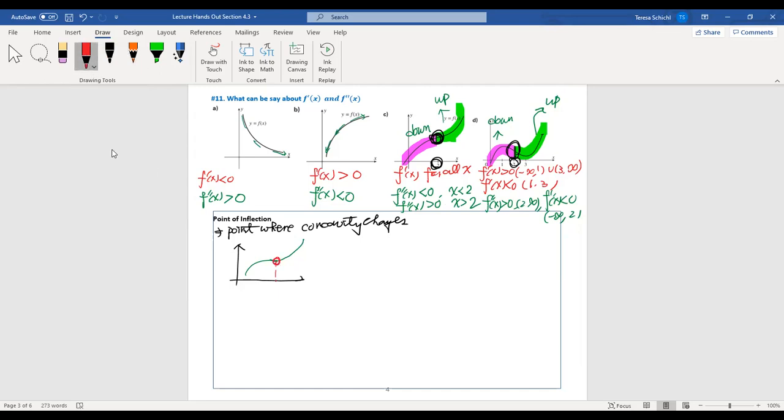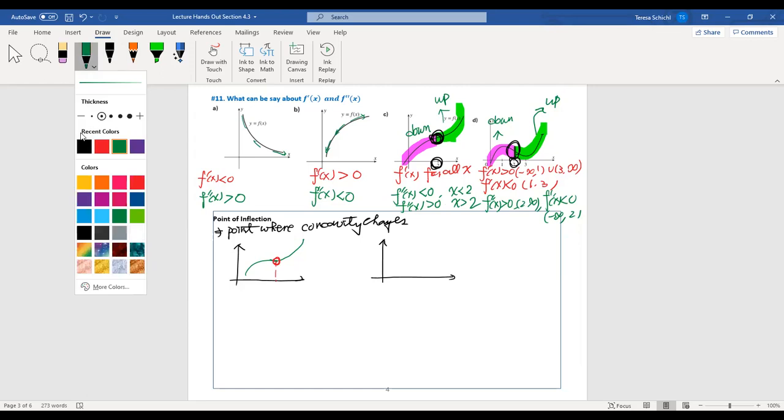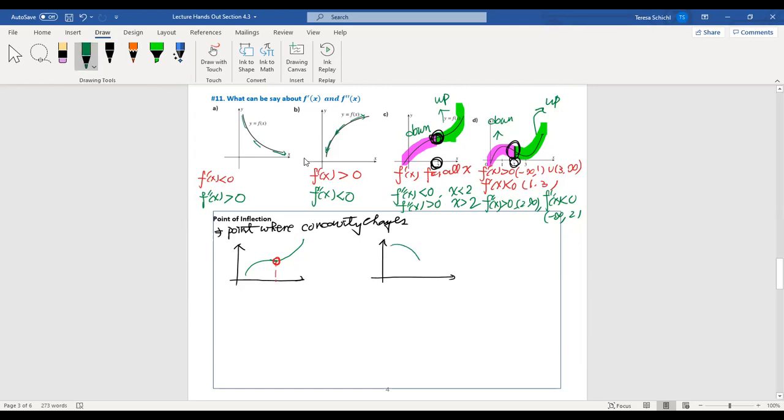Then the same way here, if you have something like this and like that, right? Then this point here is the point of inflection because the concavity changes. This is concave down to concave up, concave down to concave up here.